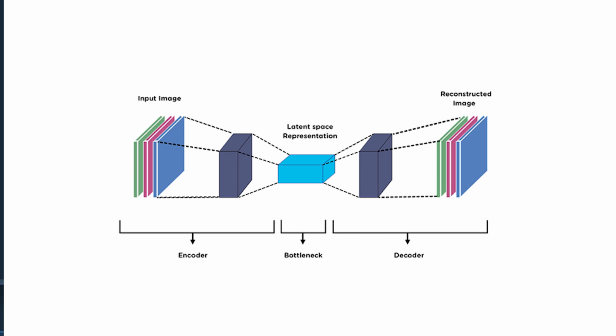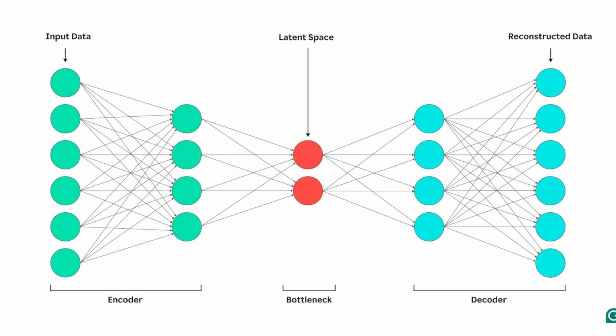And 4. Training the entire autoencoder by minimizing the difference between the original input and the reconstructed output, using a loss function aiming to learn meaningful features from the data. Essentially, the autoencoder tries to copy the input by compressing it into a latent space and then reconstructing it, forcing it to learn important features of the data in the process.